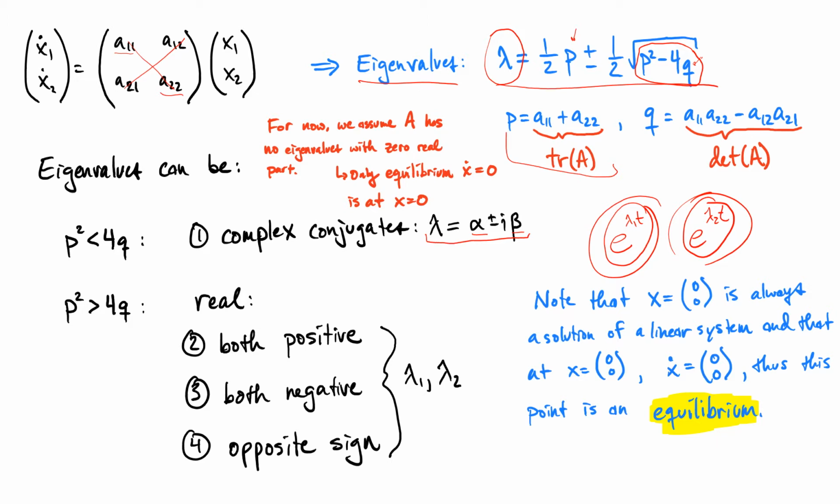You can also get cases where the discriminant is positive, and in both of those cases you get real valued eigenvalues. You can either get both of your eigenvalues being positive, both being negative, or opposite signs. In the next couple of slides, we're going to look at all the different possibilities and the types of trajectories that you would see depending on these different types of eigenvalue pairs.